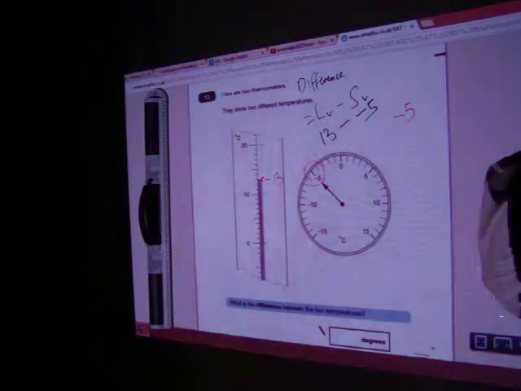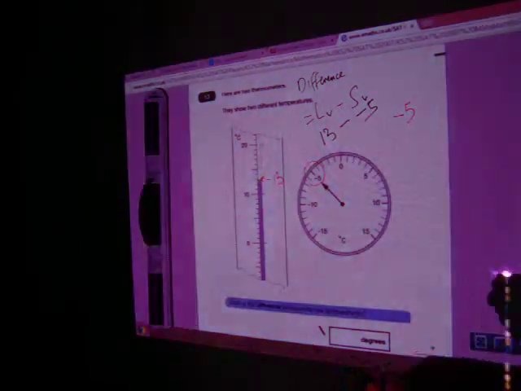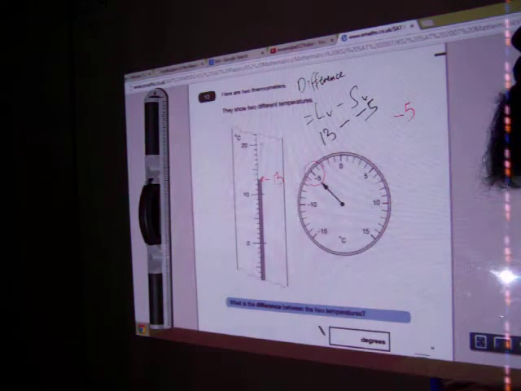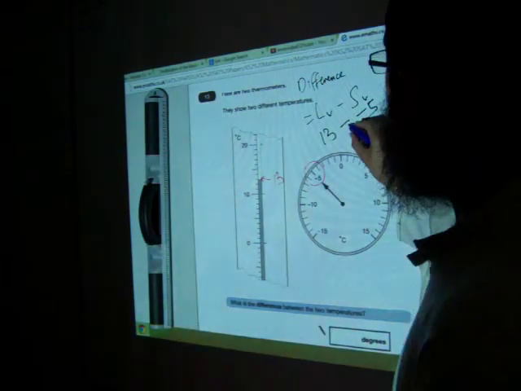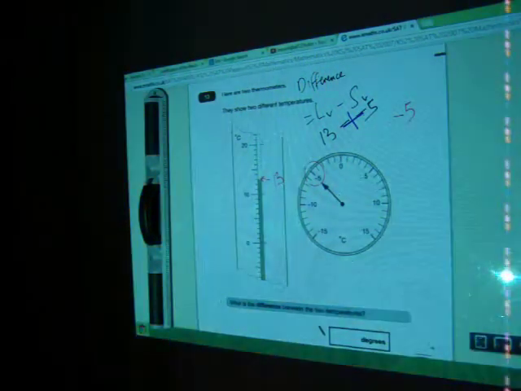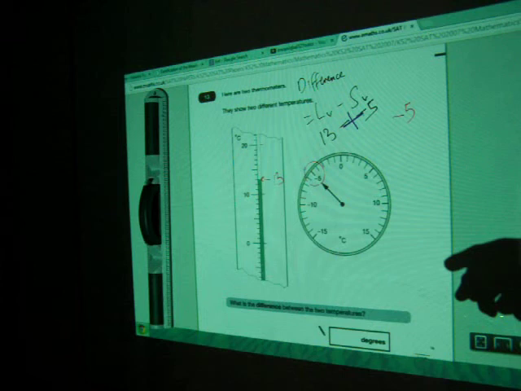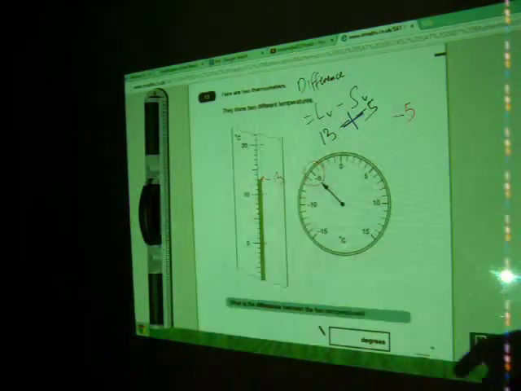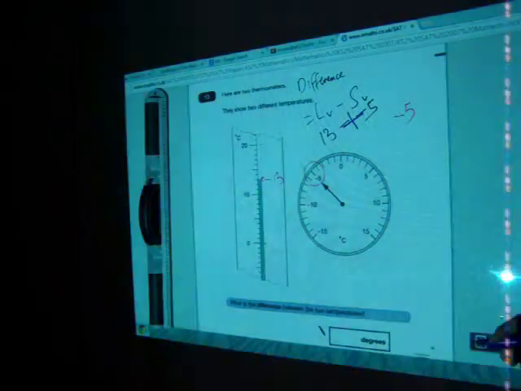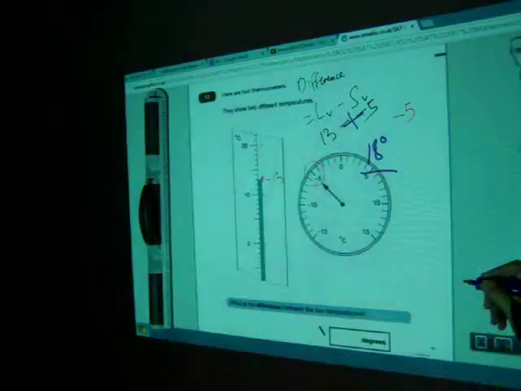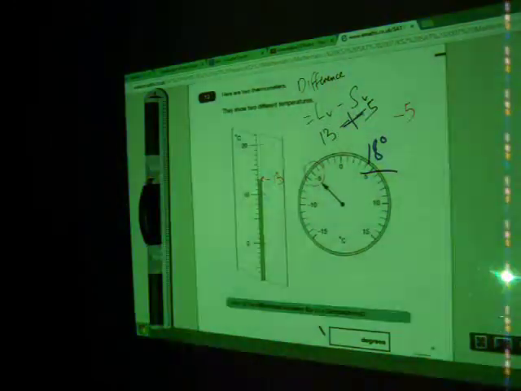Now, Idris, what happens when you have two minuses together in a calculation? What happens? They transform and become a plus. So minus 5 becomes a plus 5. So the final difference, Fatima, is? 18. Oh yeah, 18. Okay, so the difference is 18 degrees.